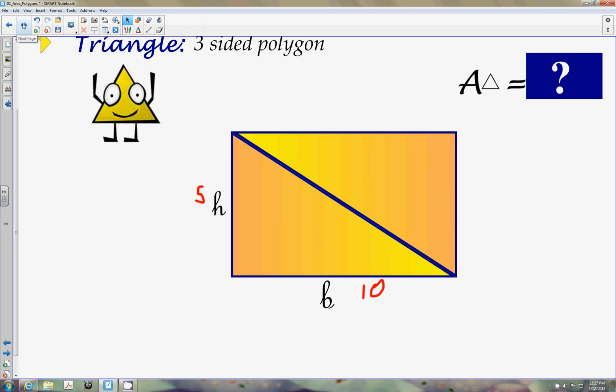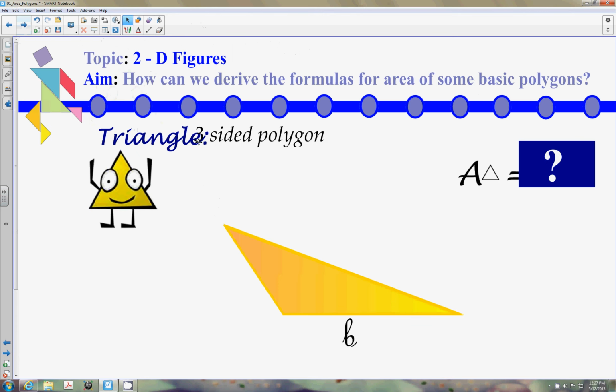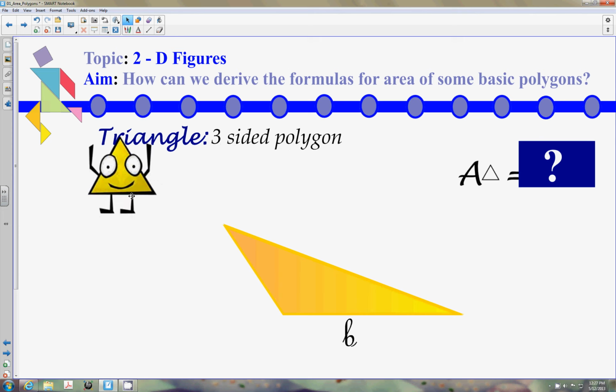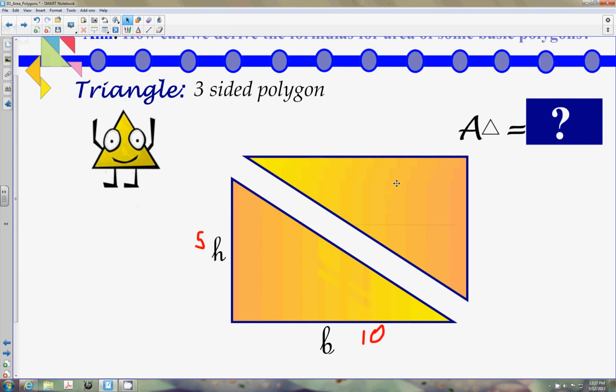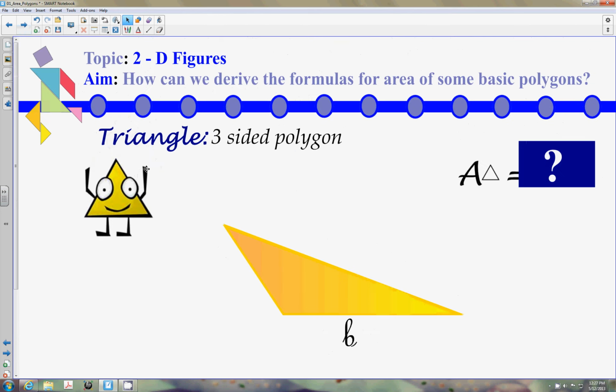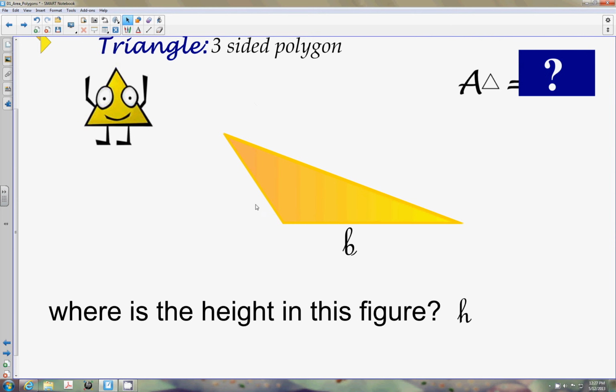All right, next. The triangle again. Here he is again, but notice this triangle is not what we had before. The triangle that we first started with was a right triangle. It had a 90-degree angle, which made the height one of the sides. But we may have a triangle where the height is not represented by one of the sides because we don't have a 90-degree angle. So where is the height in this figure?